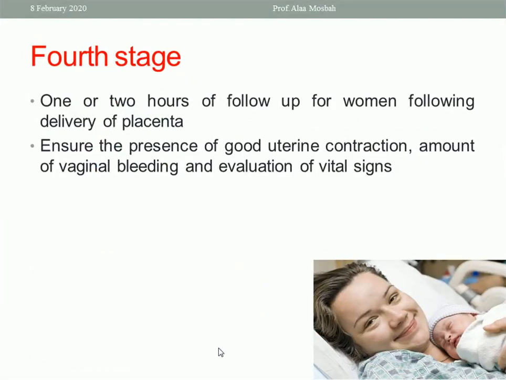Fourth stage: 1 or 2 hours of follow-up for women following the delivery of the placenta. Ensure the presence of good uterine contraction and measure the amount of vaginal bleeding, if any, and evaluate the vital signs and the general condition of the woman.